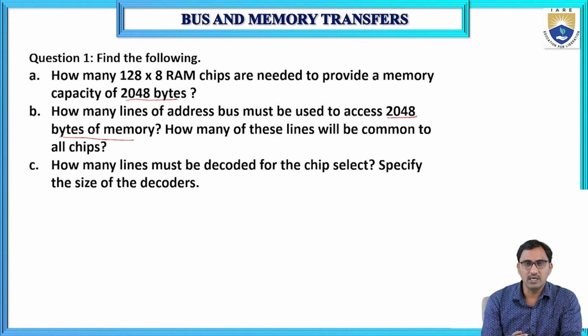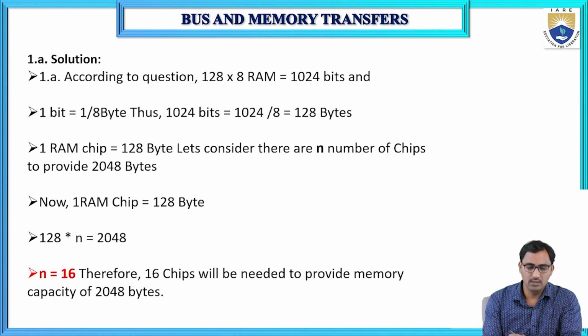First we need to understand the problem clearly, then we have to solve it. The first one is, how many 128 by 8 RAM chips are needed to provide a memory capacity of 2048 bytes? So we have 128 by 8 RAM chips, and using those chips we have to provide a memory capacity of 2048 bytes. Let's see how we can solve this. According to the question, we have 128 by 8 RAM chips, so 128 into 8 bits.